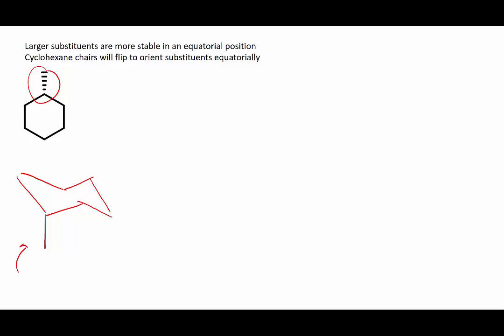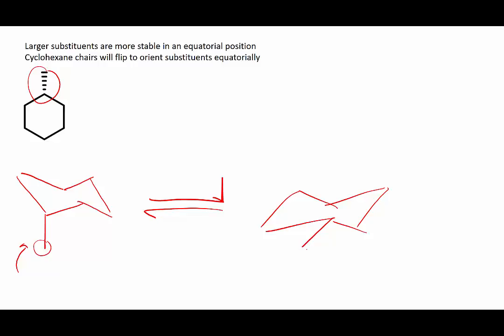As I said before, substituents are more stable in an equatorial position. So what will happen is we will have a ring flip where after the flip, the downward axial methyl group will now be shifted here to a downward equatorial methyl group. This conformation will be more stable. Why is it more stable?